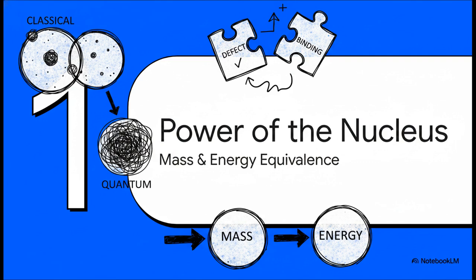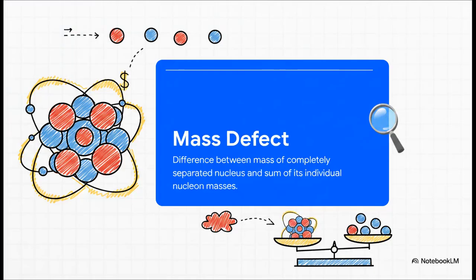equivalence. This is the exact moment classical physics takes a back seat and we see how mass and energy are literally two sides of the exact same coin. Now, to really understand nuclear power, you first got to grasp this concept of mass defect. I want you to think of mass defect as like the cosmic tax paid to keep the nucleus glued together.